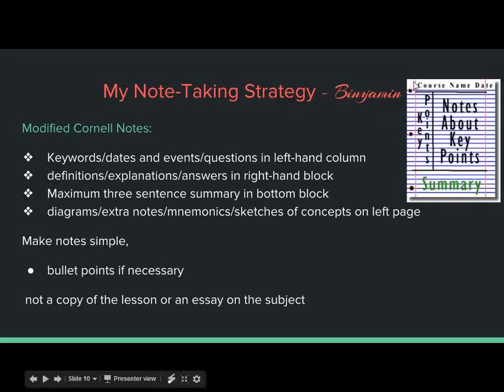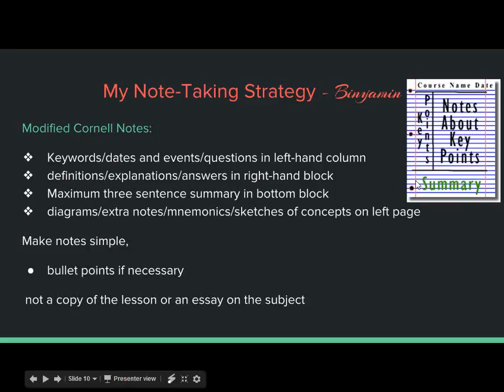In the left-hand column, you put keywords or dates and events like the War of 1812 or something like that, and questions you have about the lesson or concepts in this column. And then in the big block on the right-hand side, you answer those questions or define those keywords or explain those events. So you can just look at the left-hand column and then find the corresponding area in the right-hand column to learn more about that specific concept, which is really helpful for when you're going back over your notes.